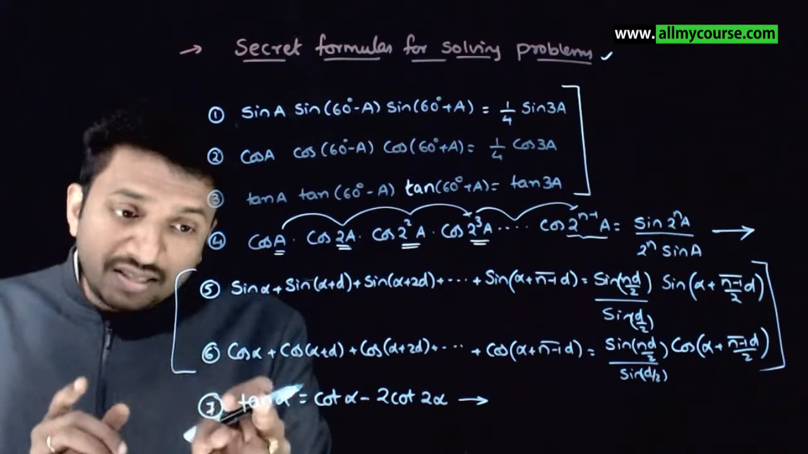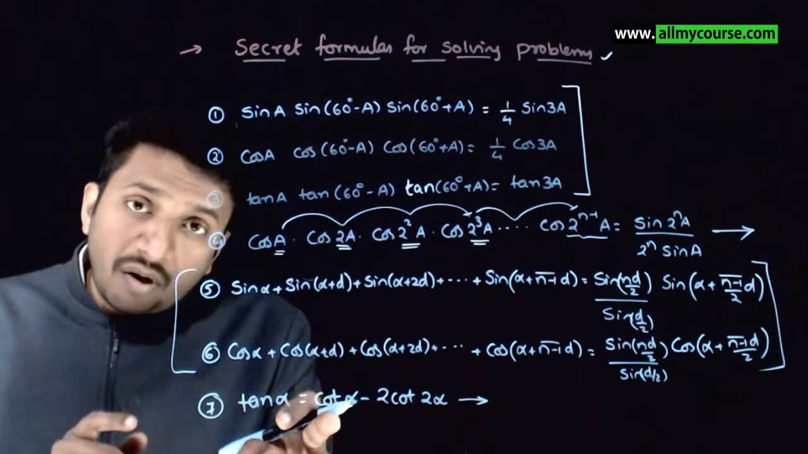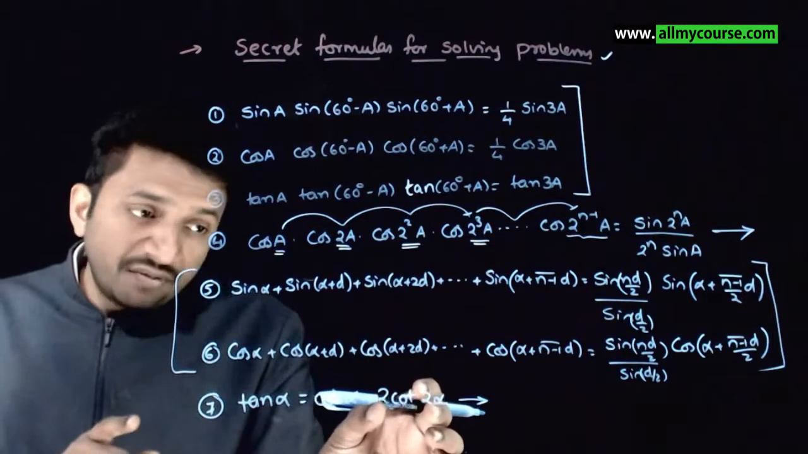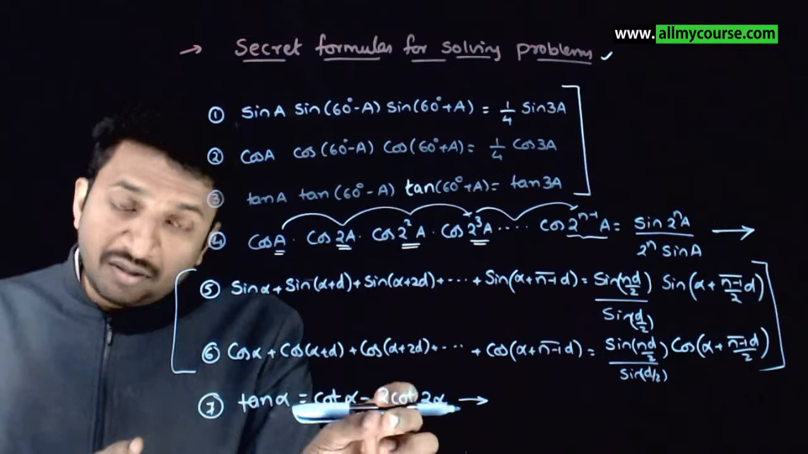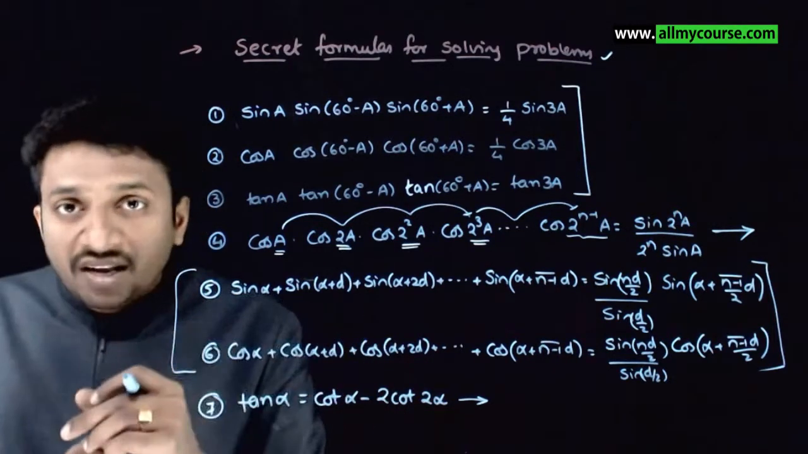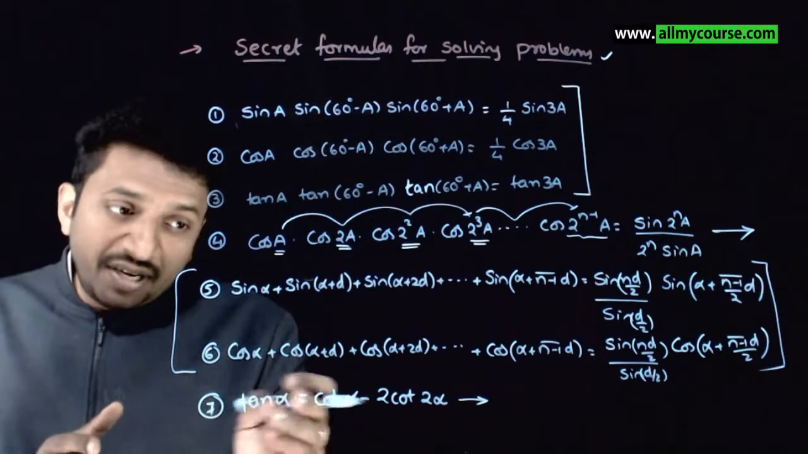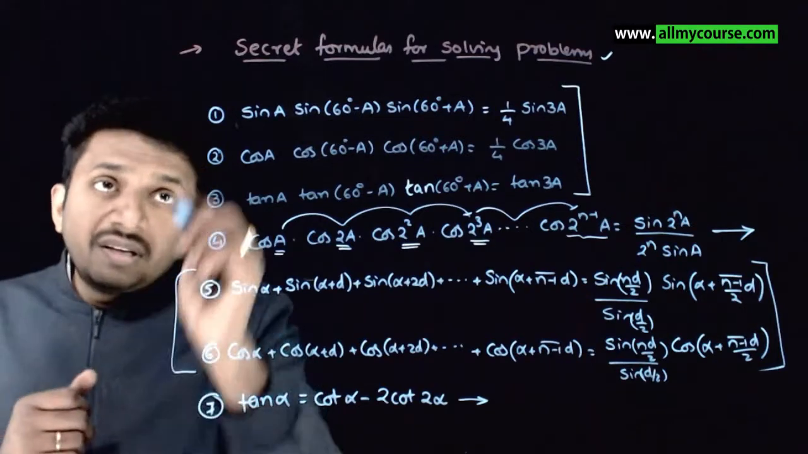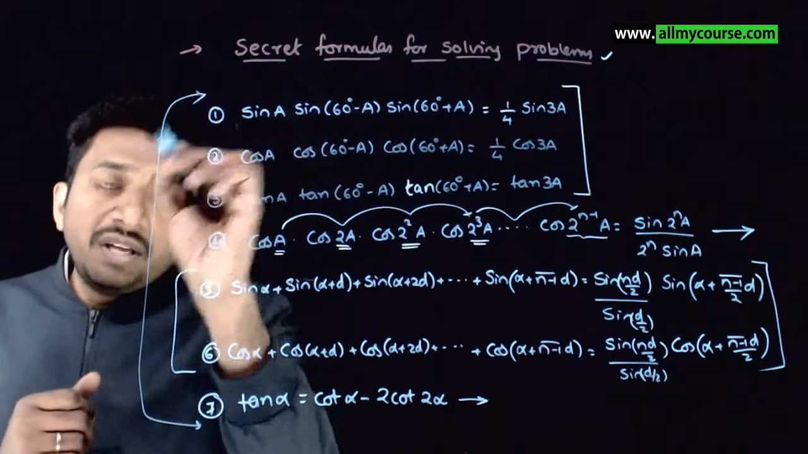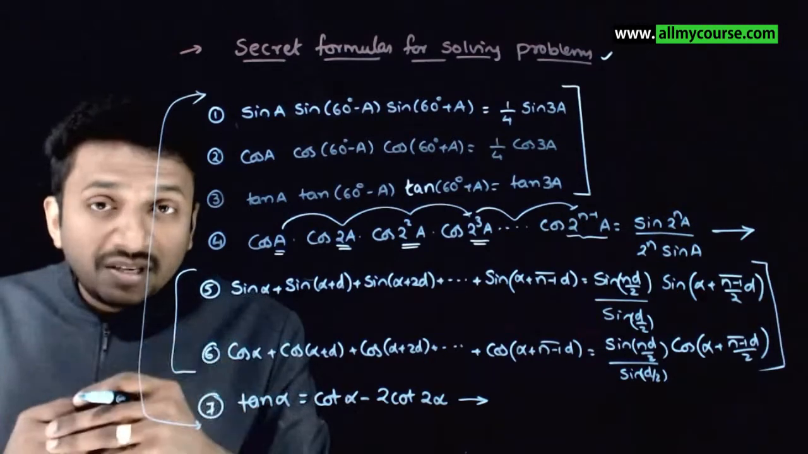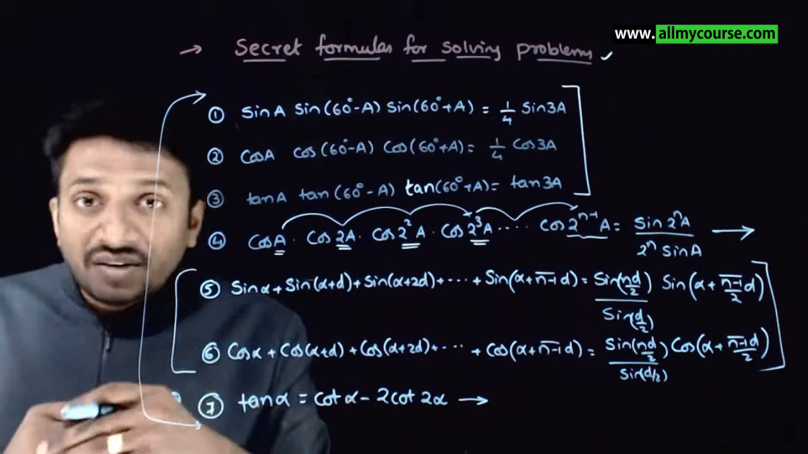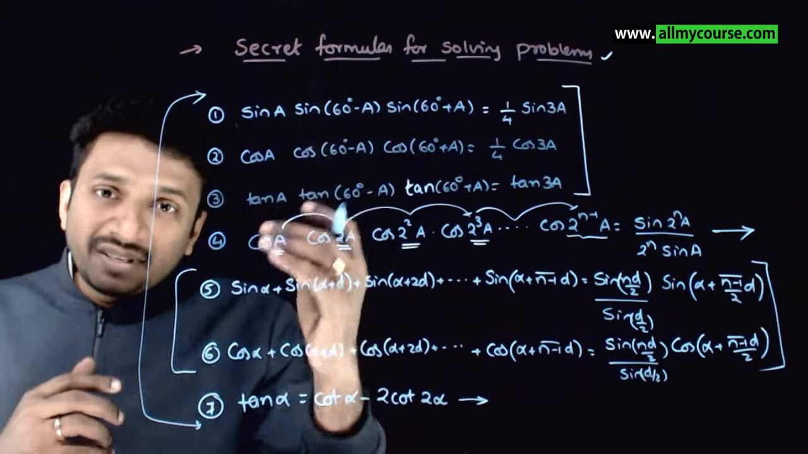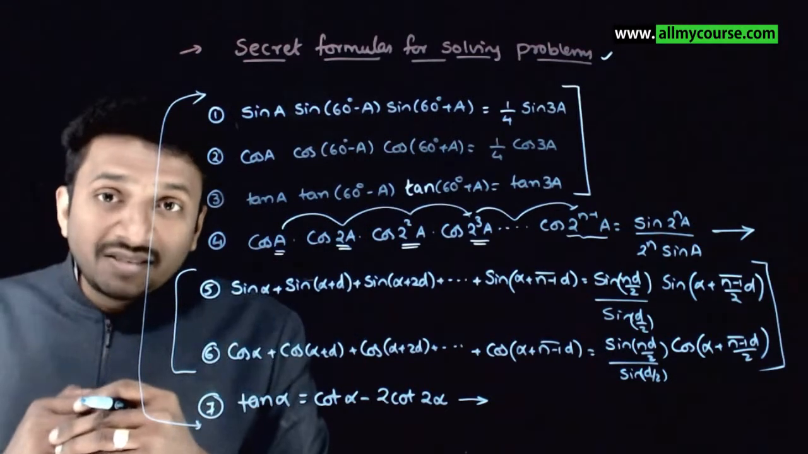The last formula is tan alpha is equal to cot alpha minus 2 cot 2 alpha. So 2 cot 2 alpha can be written as cot alpha minus tan alpha, or tan alpha can be written as cot alpha minus 2 cot 2 alpha. So these are 7 secret formulas which will be useful in solving problems. When we solve problems, there will be a lot of problems in which these 7 formulas can be used. So now let us try to derive some sample properties, why these formulas are happening.